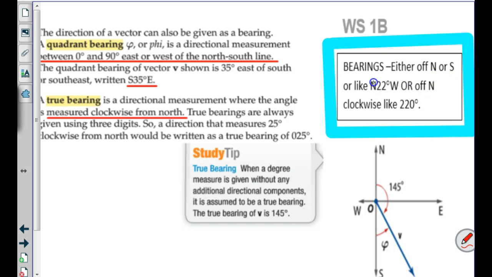So they're going to start with where you start, north, and go 20 degrees, 22 towards the west. That one would look like this, with a 22 in here. Or off of north, clockwise, like if they don't tell you a direction and it's a bearing, it always goes off of north in a clockwise direction. So 220 would be down here if you were doing a bearing question.